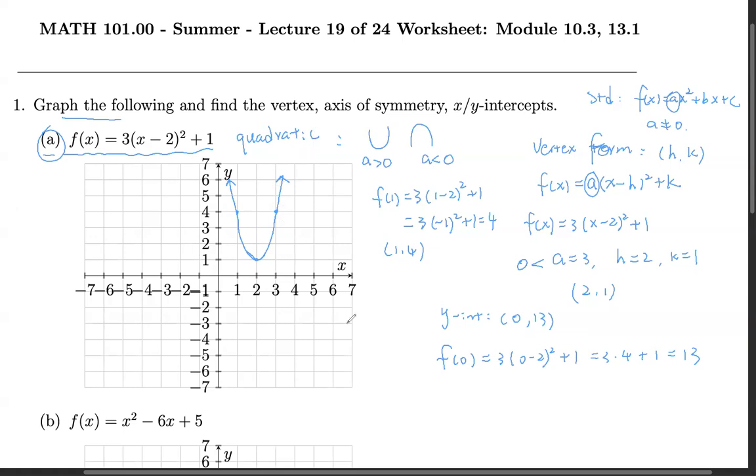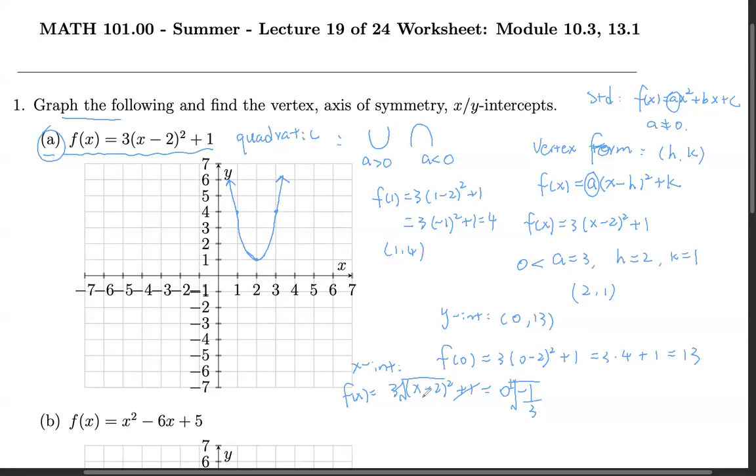If we try to solve 3 times (x minus 2) squared plus 1, which is the function f of x, because x-intercept means the y value equals 0. So this equals 0. We try to solve and move 1 to the other side, it becomes a negative. Then we divide by 3. Then we square root, right? We get plus or minus the square root of a negative number. So we get a complex solution. Complex solution means the graph will never cross or touch the x-axis.